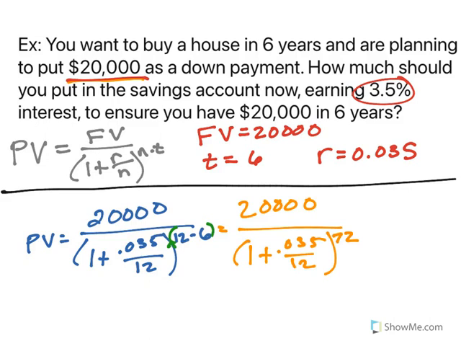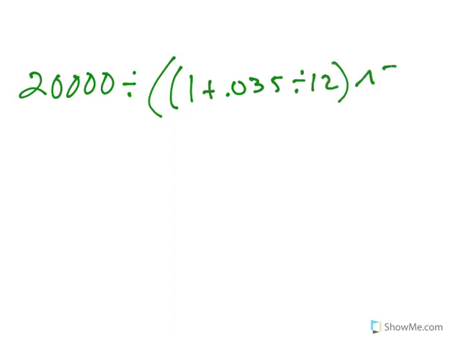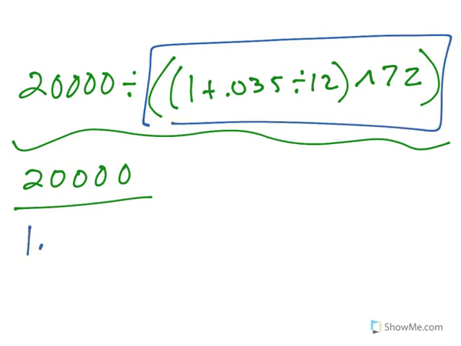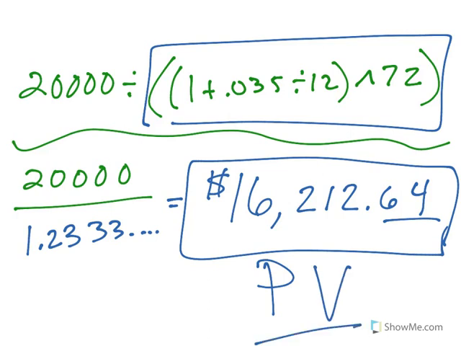So if you put this into your calculator all at one time, it would look something like 20,000 divided by parentheses, and I would do another parentheses, 1 plus 0.035 divided by 12, end parentheses, caret 72, end parenthesis. Okay, so that's if you're doing it all at one time. If you want to do it separately, then you would just type in this piece, and it should give you 1.2333, and it goes on forever. Either way, when you round to the nearest penny, you should get $16,216.64. So this is the present value. This is the present value that we need to put into an account now so that in 6 years we will have $20,000 ready for that down payment.